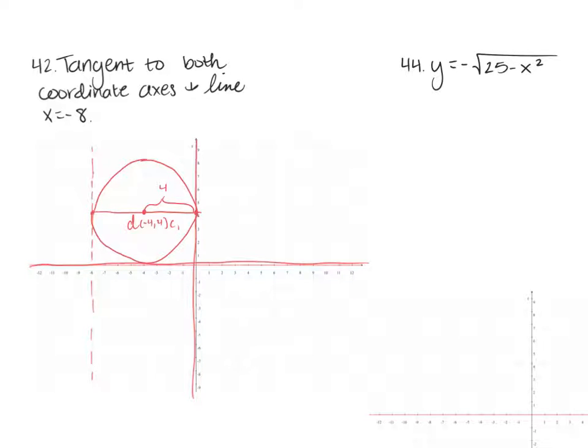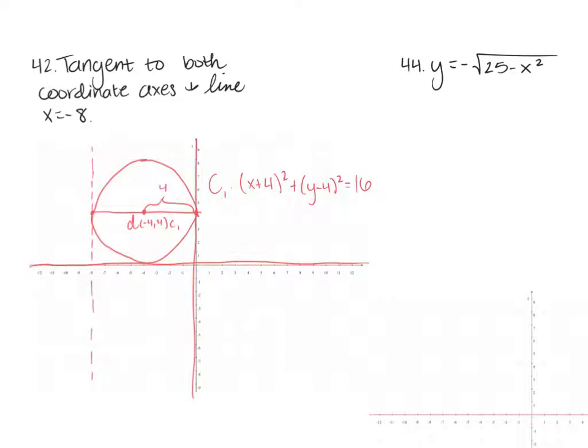And look at that, it's touching both coordinate axes, once here at 0, 4, and then once at -4, 0, and then it's also tangent to x equals -8. So my first circle, which I named C1, is x plus 4 squared plus y minus 4 squared equals 16.